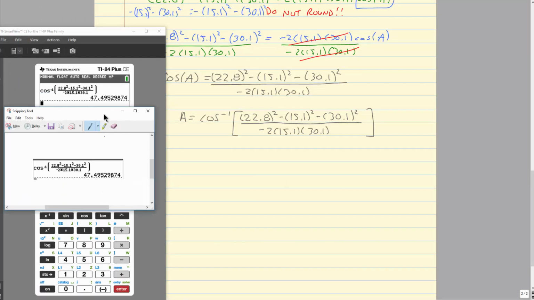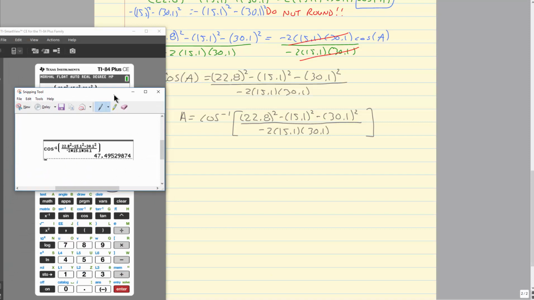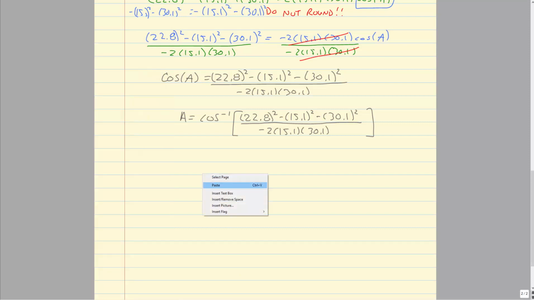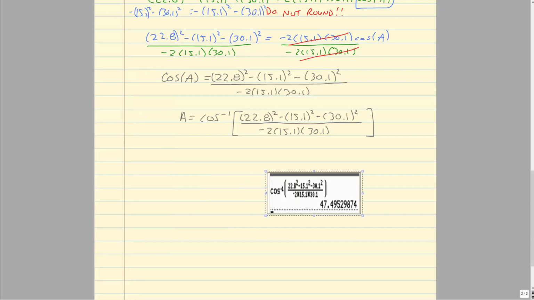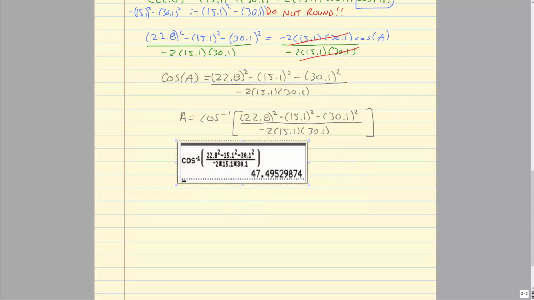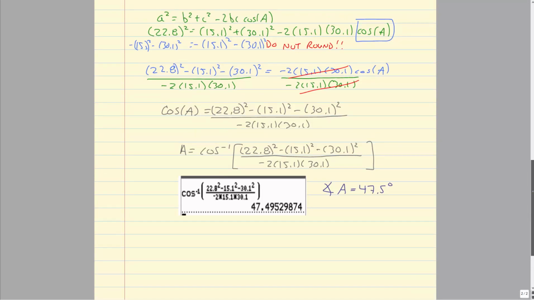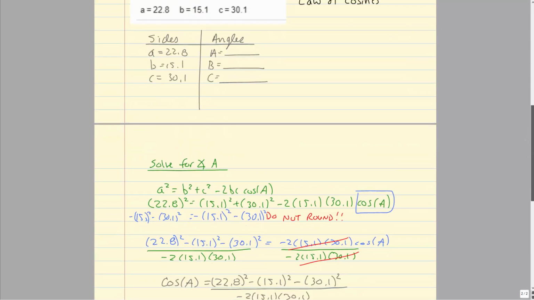Another quick thing here, if we look up top, we are in degree mode, and you have to make sure you're in degree mode if that's what you're trying to find. If you're trying to find radians, make sure you're in radian mode. So what we have here then is angle A is equal to 47.5 degrees. So that's rounded to the nearest tenth, so 47.5 degrees.